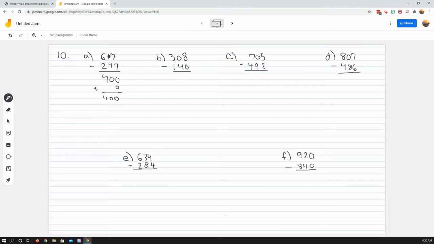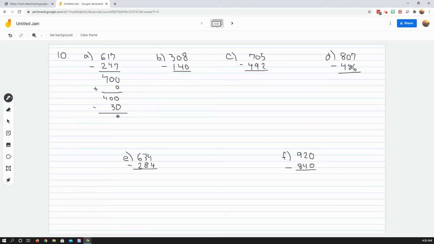So if I have 1, how much do I need in order to get to 4? I'm going to need 3. And because I'm in my tens place, I'm going to write that 0. A 3 in the tens place is the same thing as saying 30. It's the same thing. Now I'm going to subtract and let's see how much I have.